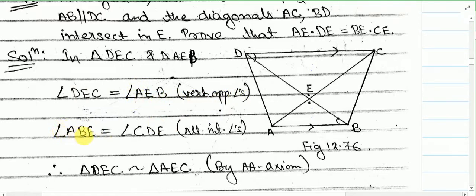Then angle ABE, this angle, is going to equal to this. Why? Alternate interior angles. So angle AEB is equal to angle CDE, alternate interior angles. Therefore you can see that in these two triangles, two angles are equal. Therefore triangle DEC is similar to triangle AEB. You have to write B over here. Okay, done.